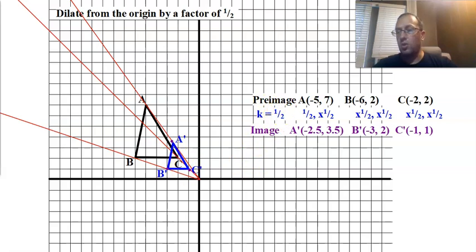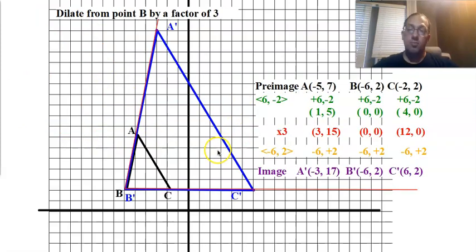One thing I do want to point out, notice that when my scale factor was 1/2, it got smaller. When my scale factor was 2, or over here 3, my image got bigger. If your scale factor is less than 1, your image will get smaller and it will get closer to the center. If your scale factor is more than 1, then your image will get larger and get farther away from the center. All right? And this is not a rigid motion. It changes size, doesn't change shape though, does it? It's the exact same shape, it's just bigger. So these are similar figures. They're not congruent figures, they are similar figures.